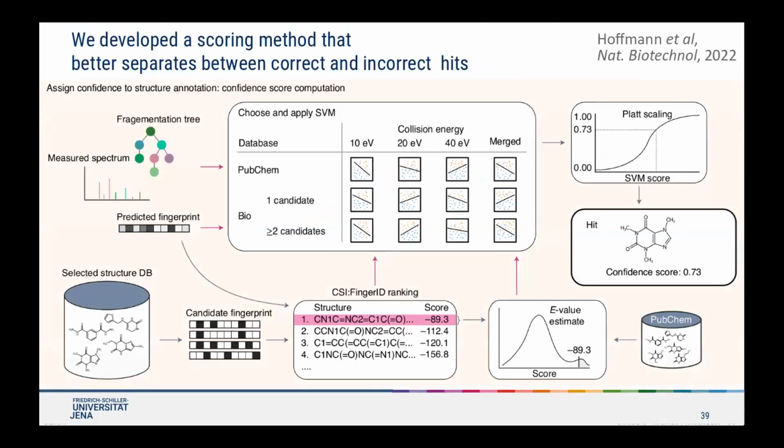This is another machine learning model that takes different features into account and tries to judge whether an annotation is a good annotation or just a wrong hit.